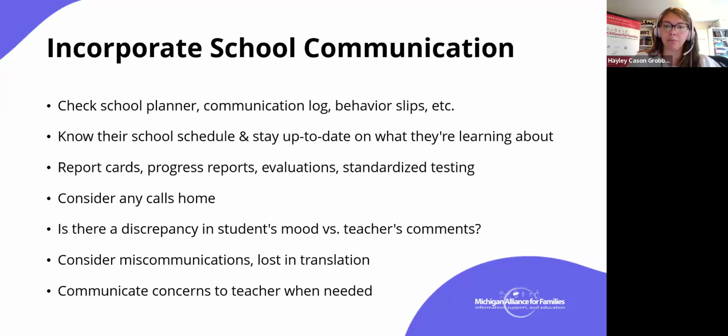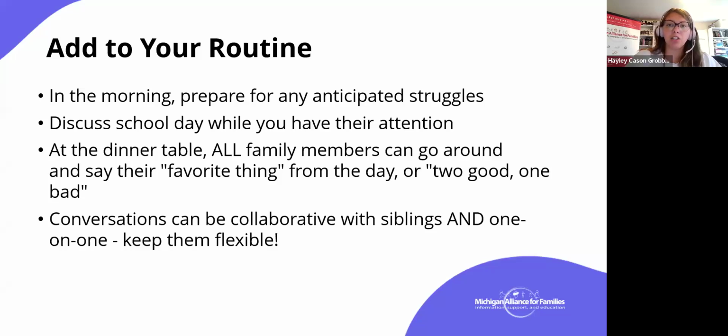Lizette, could you go to the next slide, please? So it sounds like a lot, but it is really easy to add it to your routine. So keep an eye out for creative ways to add it to things that you're already doing. The more you talk about school, the more opportunities there are for your student to naturally communicate about their wins and about anything they're struggling with.